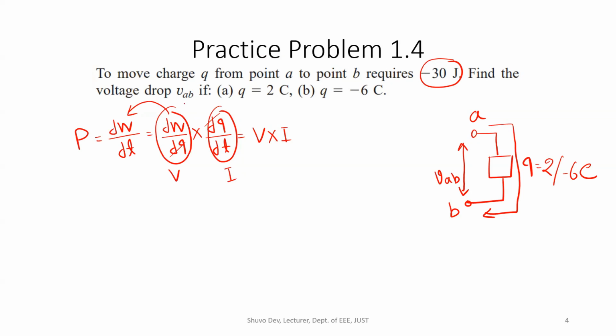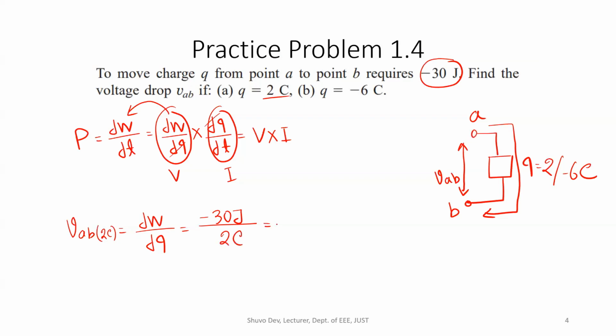So we have to find this voltage drop. Voltage drop is, we can write VAB for 2 coulomb. It will be dW divided by dq. So dW, the work done required or the energy required is given as minus 30 joule. So dW is minus 30 joule, and dq for the first case is 2 coulomb.